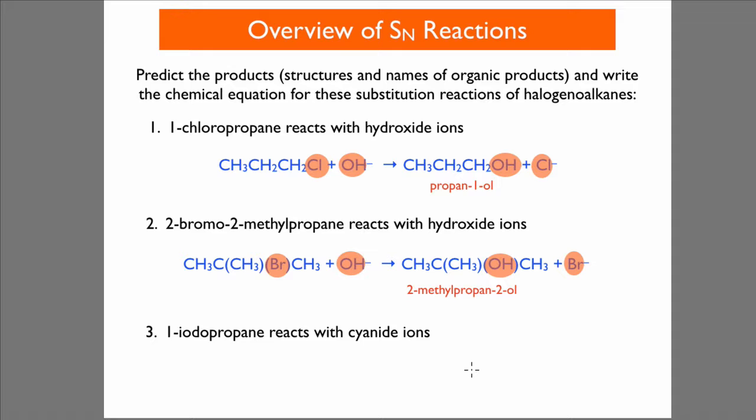And let's have a go at that last one. Press pause and have a go. Okay, we've got iodo-propane reacting with the cyanide ion. Let's highlight what's going to switch out, switch in. And we have butanenitrile there.